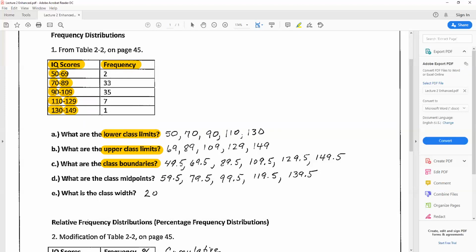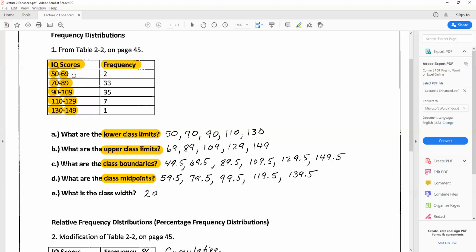And then class midpoints. Class midpoints, not too bad. Basically, it's like averaging 2 grades together. So how do you average 2 grades? Well, you simply add them up and then divide by 2, right, if you have 2 grades. And that's exactly what we do to find the class midpoint.